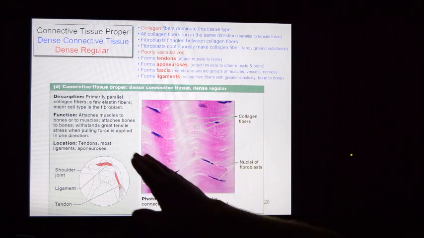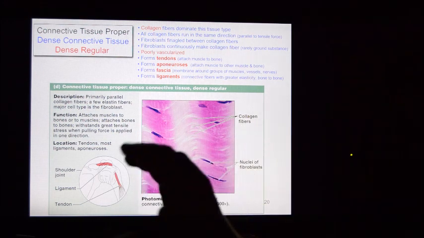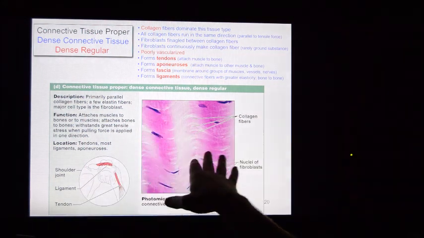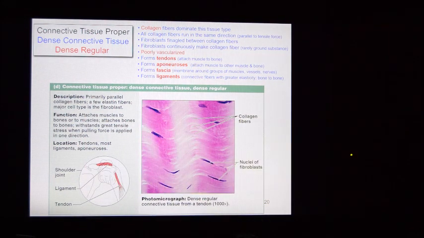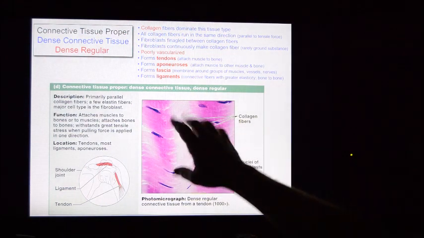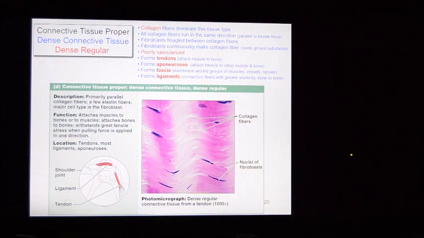What will happen here is you can see this wavy shape. When you pull against a tendon, those waves go away and the fibers all align in the same direction. And it makes a dense regular connective tissue section like a tendon very, very strong in a single direction. You could take this thing and just spread it out and break it apart if you pulled it at a 90 degree angle. But if you pull against this the way it's supposed to be, it's super strong, just super strong.